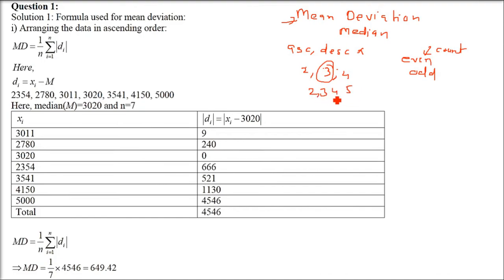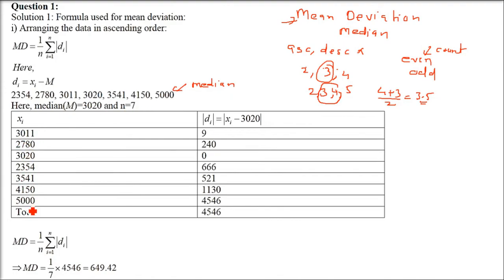But if it is an even count, say 2, 3, 4, 5, then you will take the middle two, 3 and 4 for example here. Then you will add them, 3 plus 4, and divide by 2. Now this will be your median. So I hope you got the idea of median. You have to count first, and the numbers have to be arranged in ascending order. If the count is odd, take the middle one; if even, take the middle two, add and divide by 2. So we have to find the median here.